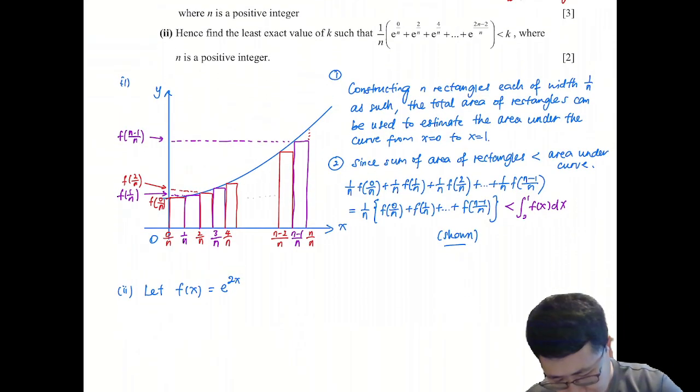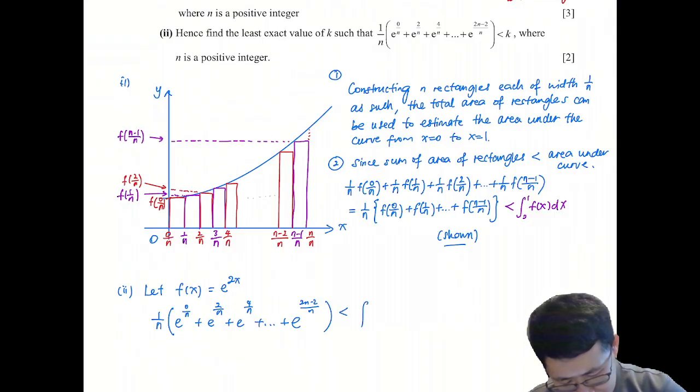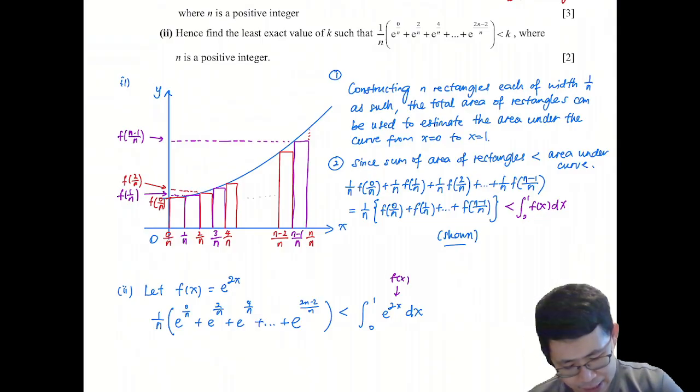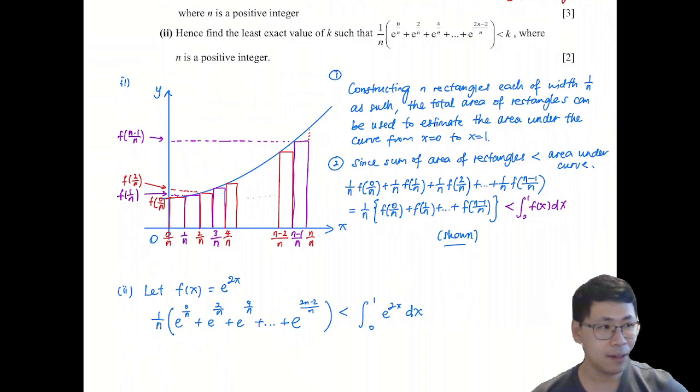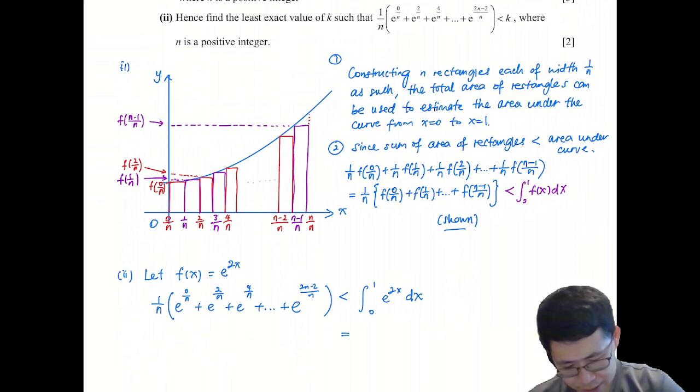So this means that 1 over n of this one, all the way until e to the (2n minus 2) over n, this would be less than integrating 0 to 1 of e to the 2x dx. Okay, so this one over here is the f(x), f(x) dx from 0 to 1. Now what we do is we try to evaluate this over here.